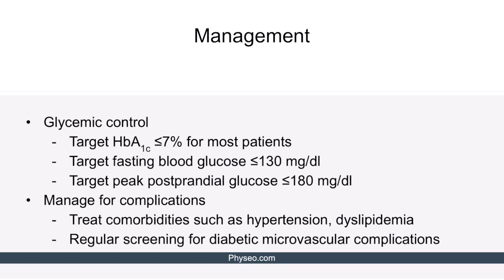The most important part of treatment is glycemic control. So you want to shoot for a hemoglobin A1c level of 7% or less, and you want their fasting blood glucose level to be 130 or less, and their peak postprandial glucose to be 180 or less. Now, by postprandial, we're referring to approximately 2 hours after they eat.